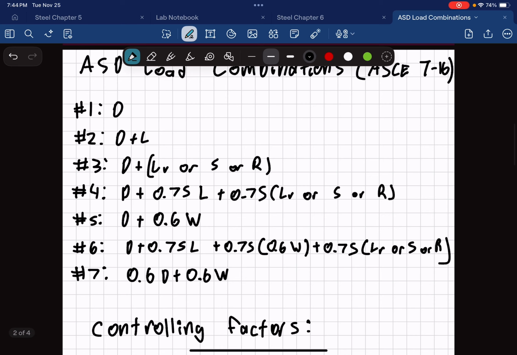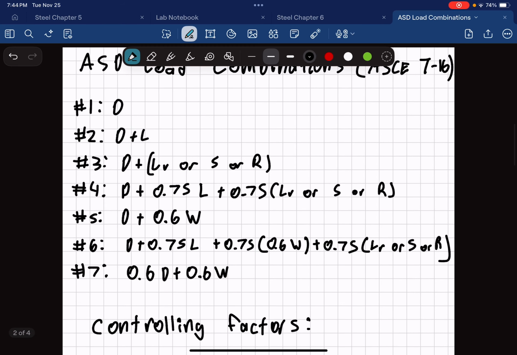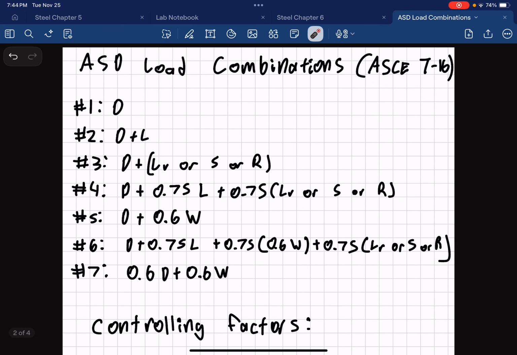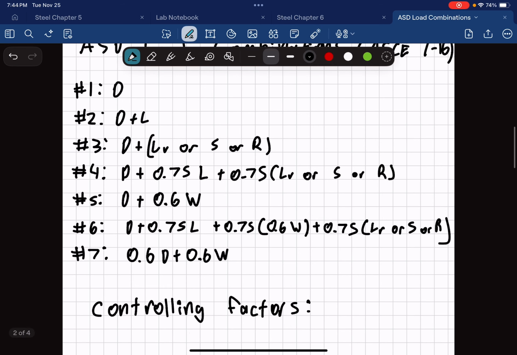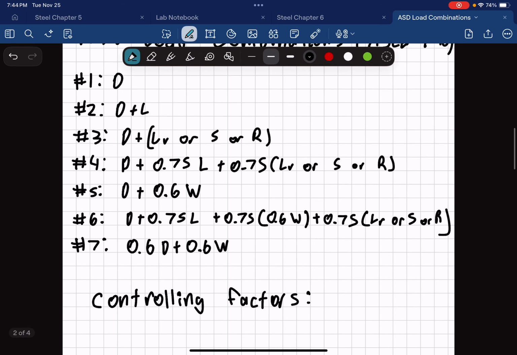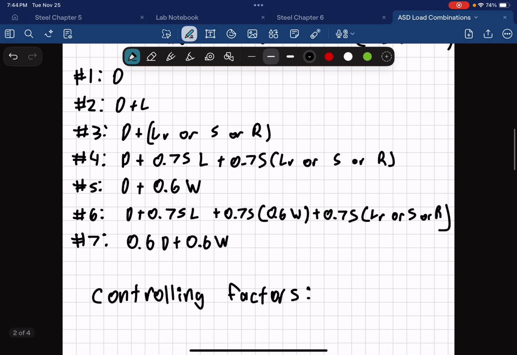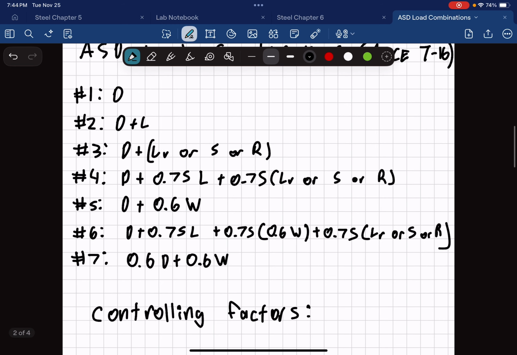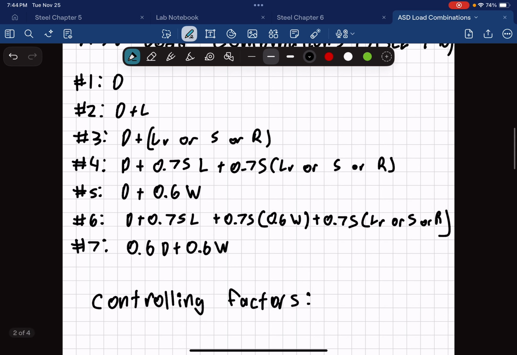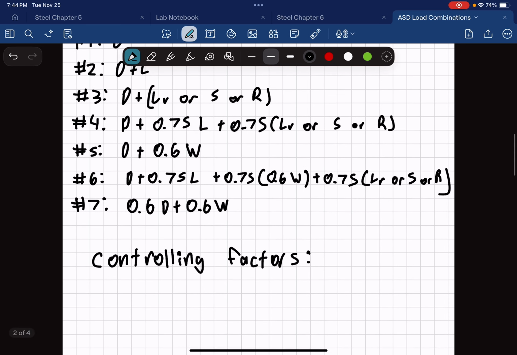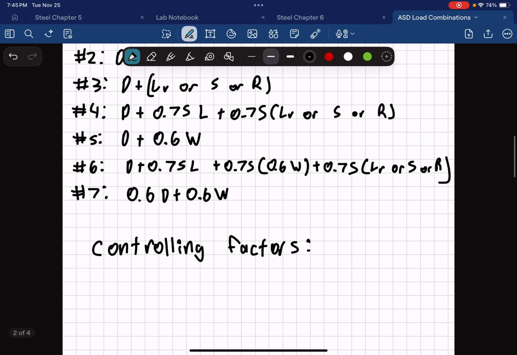more popular. These are the load combinations given by ASCE 7-16, as they were in the last video where we were using LRFD, but we're going to be doing almost the exact same problem with ASD loads. So you can see that we have 7 combinations here. Within LRFD, we have 5 different load combinations, so that's one difference. But one main similarity that's important is the difference in controlling factors.